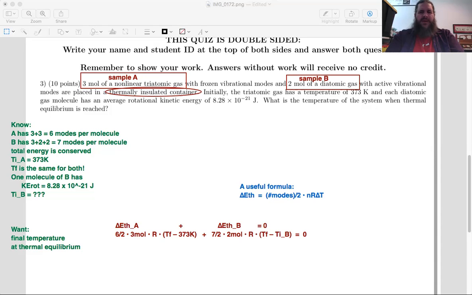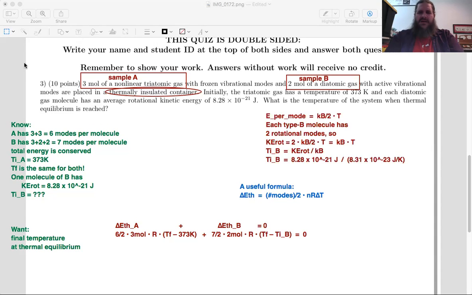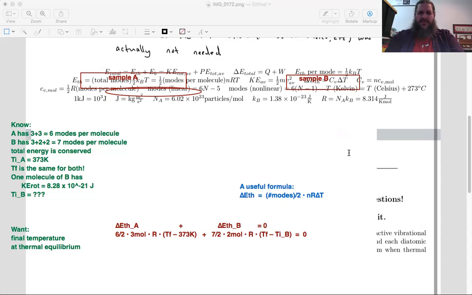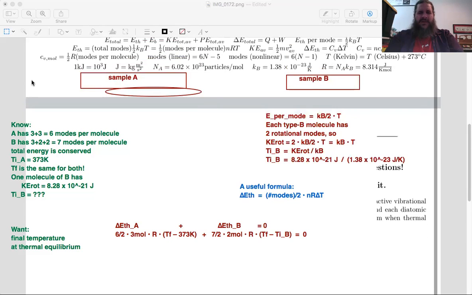we got 8.28 times 10 to the negative 21 joules. We're dividing by Boltzmann's constant, which is 8.31 times 10 to the negative 23rd, I think. Is that right for Boltzmann's constant? We just had it up here. Oh, I was thinking of R for some reason. That's 1.38. Just had the digits backwards. 1.38 times 10 to the negative 23rd joules per Kelvin.